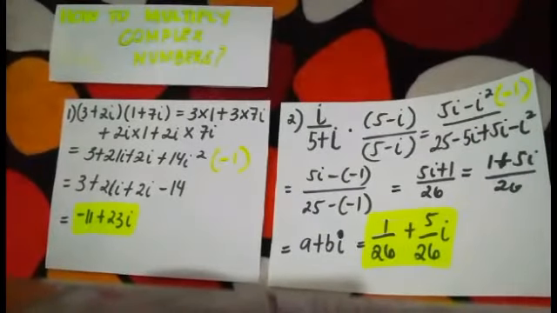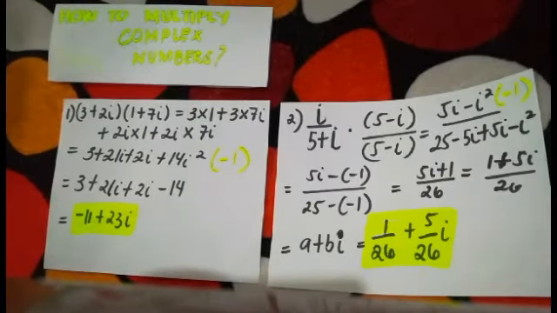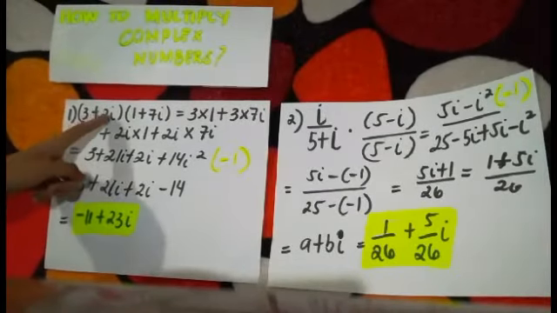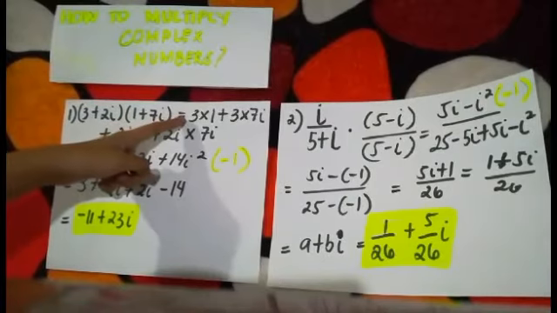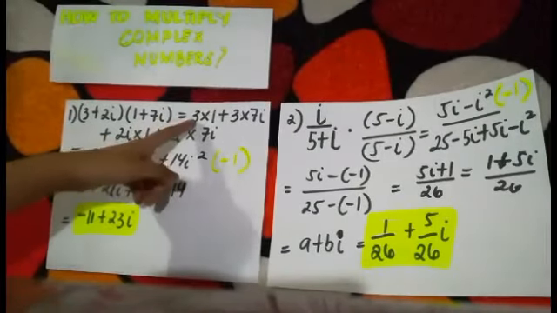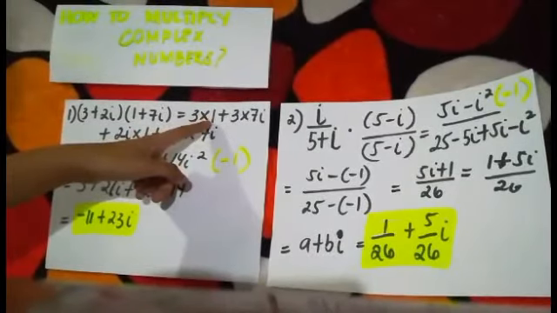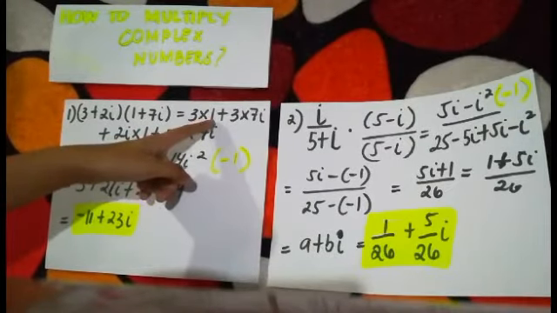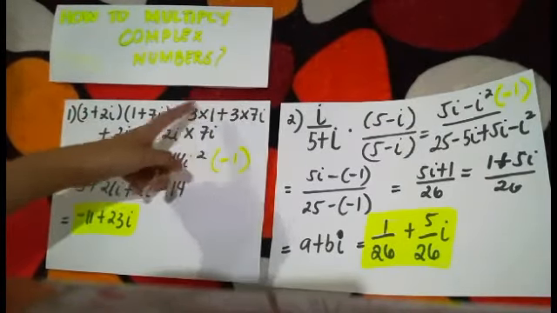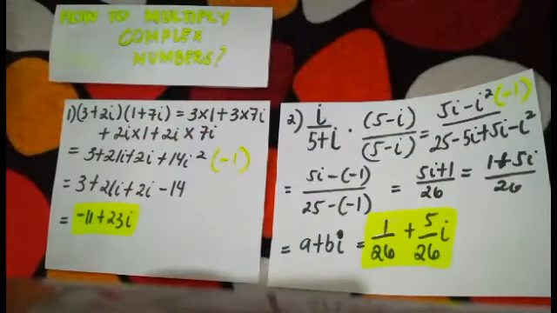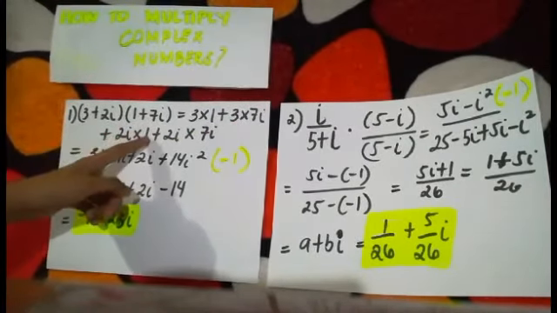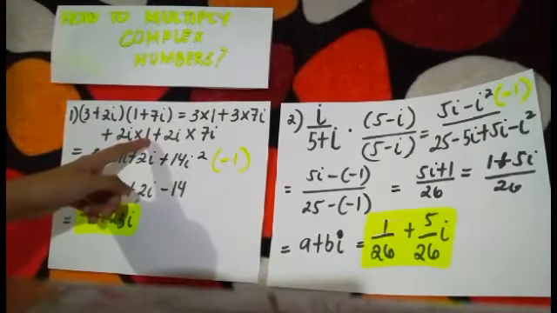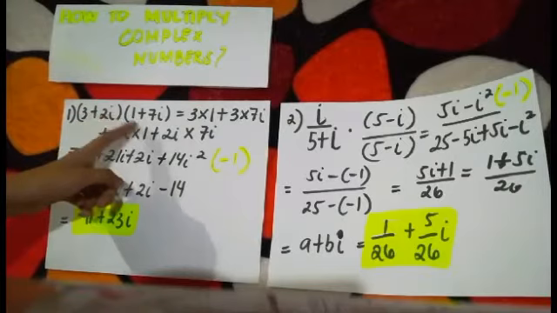How to multiply complex numbers? Just use the FOIL method, which stands for first, outers, inners, and last. For example, 3 plus 2i times 1 plus 7i is equal to 3 times 1. This is the first, the FOIL method. Then the outers, 3 times 7i. Then the inners, 2i times 1, and the last, 2i times 7i.